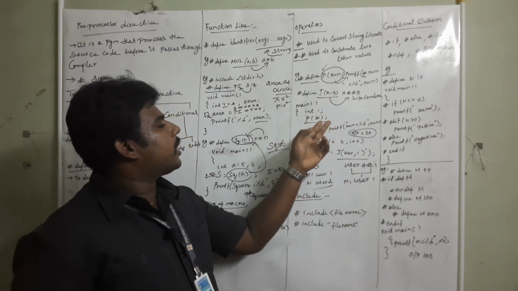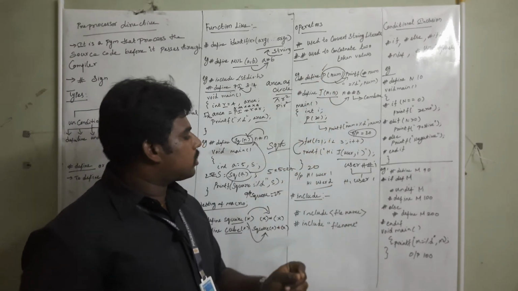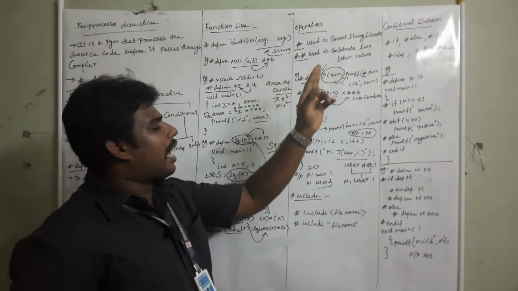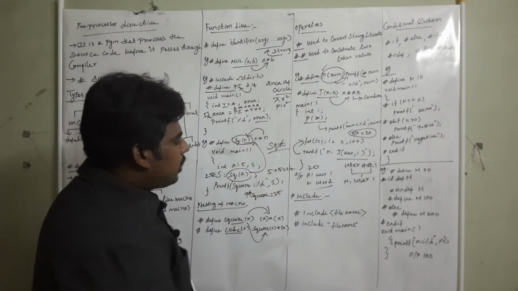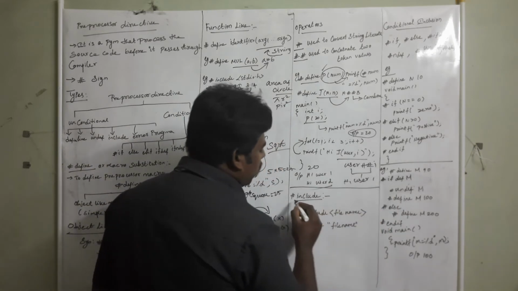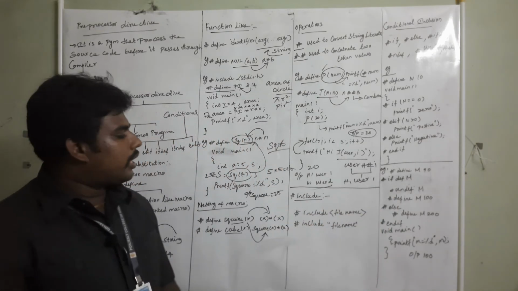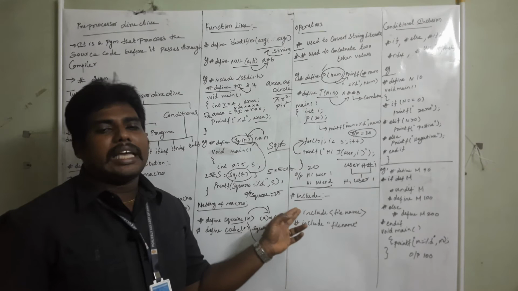So these two operators are mainly used in the preprocessor directives. One is single hash symbol, another one is double hash symbol. The next important thing is include directive. The next preprocessor directive is include.